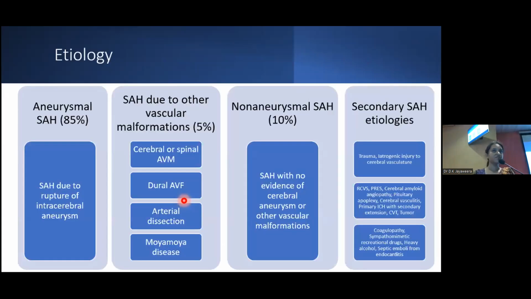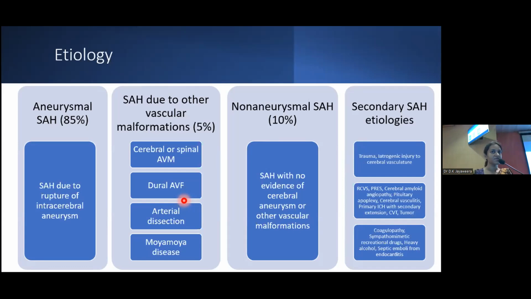The rupture of an intracerebral aneurysm is the commonest cause for SAH, and it accounts for around 85% of cases. But it can also be due to bleeding from other vascular malformations. And this is in fact more common in children, whereas in adults, aneurysmal rupture is more common. And in a minority of cases, we may not be able to find a source of bleeding. So I'll be talking on that in later slides. These are primary types of SAH.